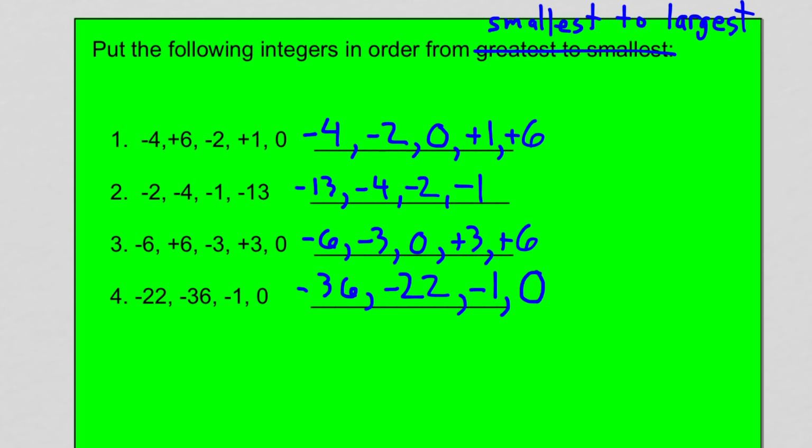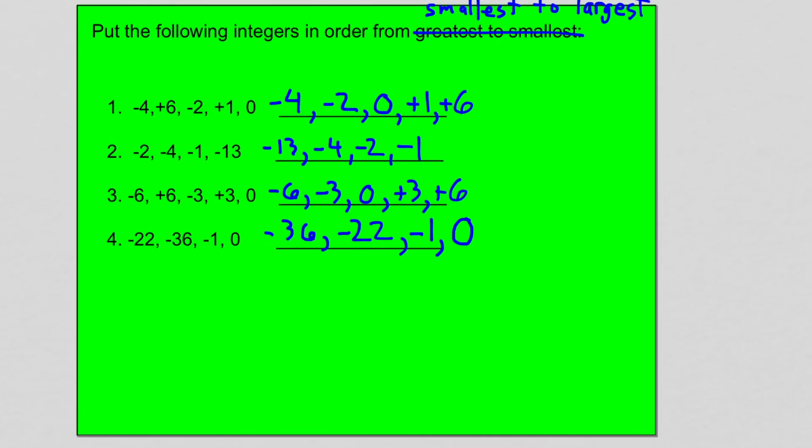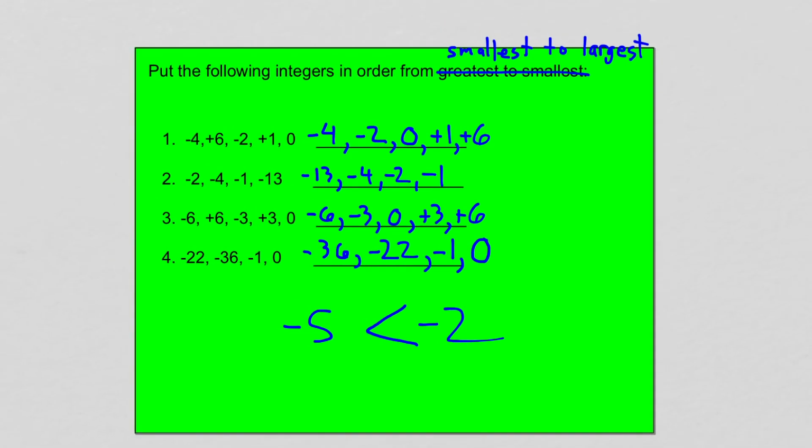So it can be a little bit deceiving, right? This is a question I often see kids get confused. If I have the integer negative 5 and negative 2, which integer is larger? Well, negative 2 is larger because it's the warmer temperature. So that's a little introduction into integers.